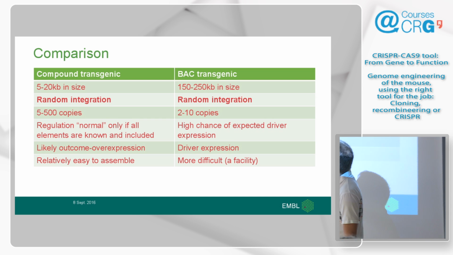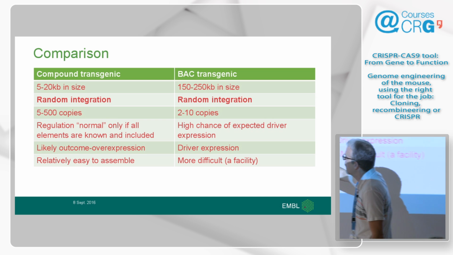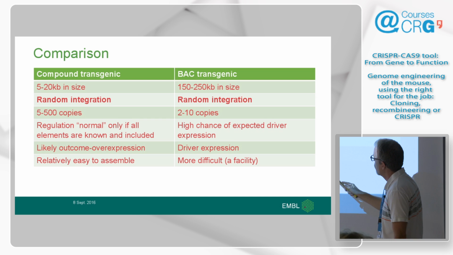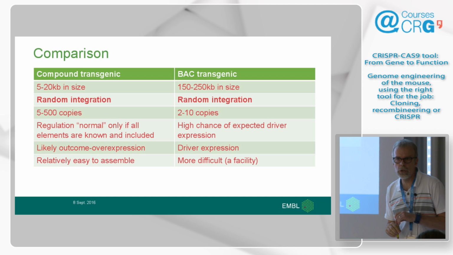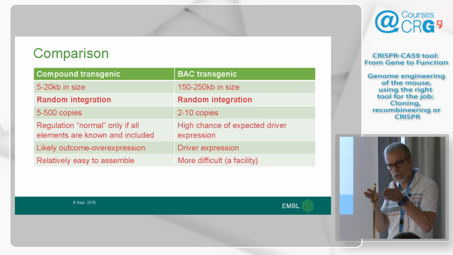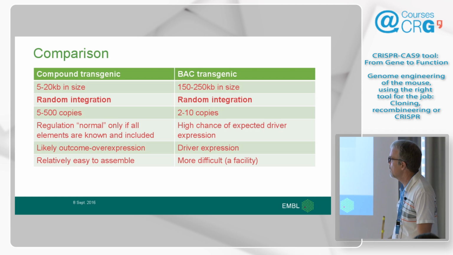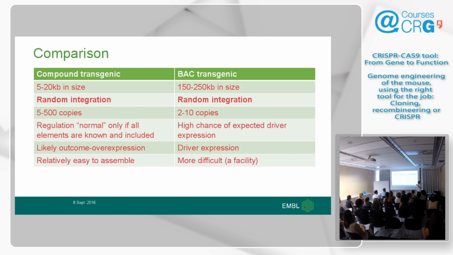So comparing these two, small, very big, they're both random. Here, if you were really lucky, you would have 5 copies. That's pretty rare. Here, you tend to be on the low end. So many fewer copies here. Regulation is normal, and I have that in quotes, only if all elements are known and included, and that's a rare case in the mouse that you can do that with such a small piece. Here, since you have the big piece, it's much more likely you're going to get good expression. Here, you're likely to have overexpression. Here, it's likely to be tissue specific, all those things that you want. This is quite easy to assemble, and this is much more difficult, and then often they'll have a facility do it, and that's why I have a job.